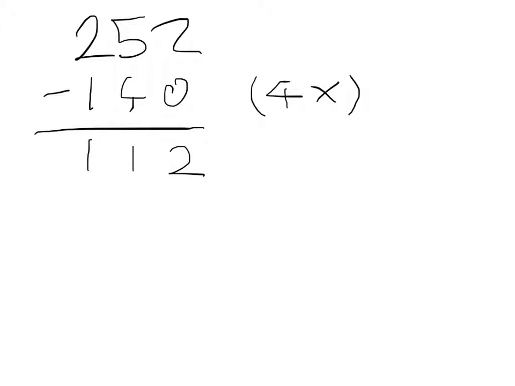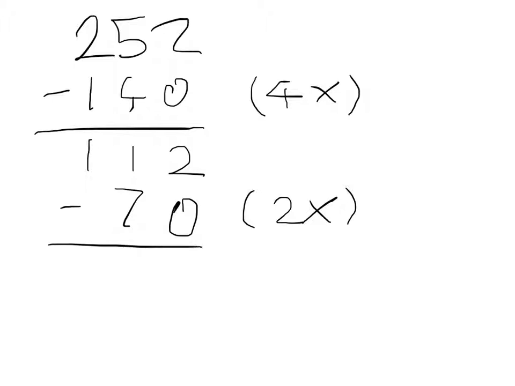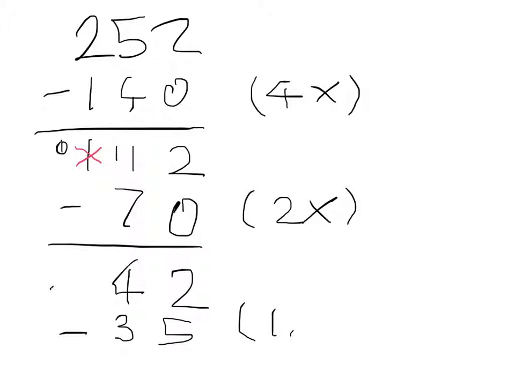So I'm going to take away 70, which is 2 times 35. 2 take away 0 is 2. 1 take away 7 I can't do, so I simply cross out the 1. Put a little 0 beside it. Carry the 1, so it becomes 11. So 11 take away 7 is 4. So I'm left with 42. I'm going to take away 35, which is 1 times.